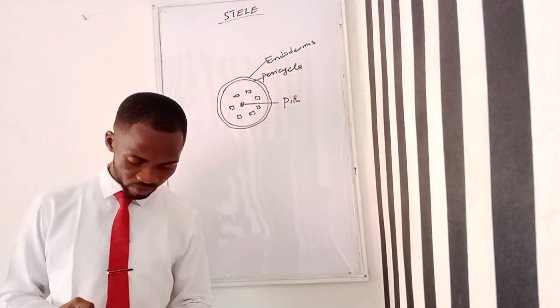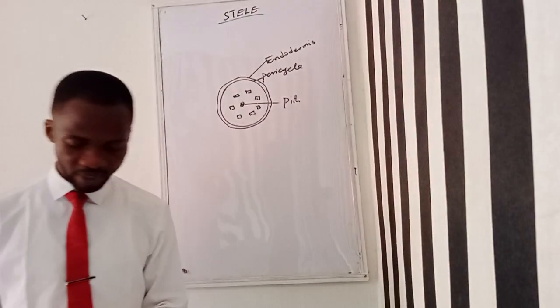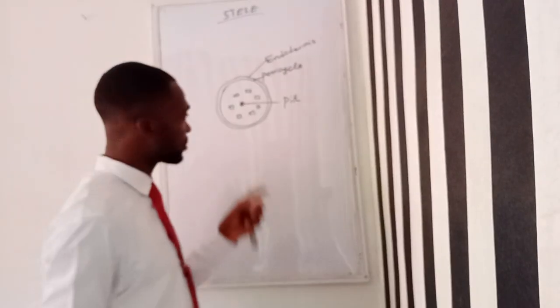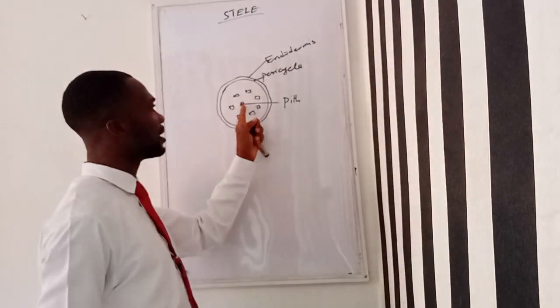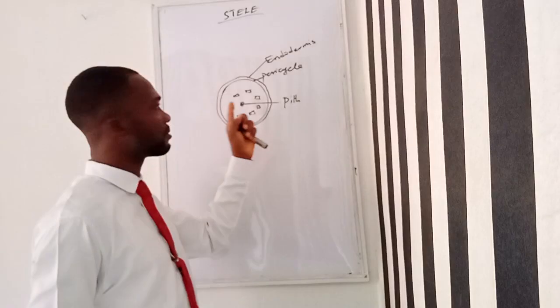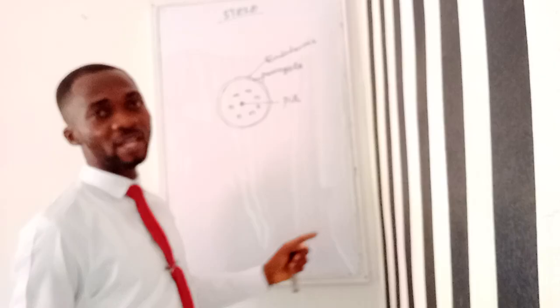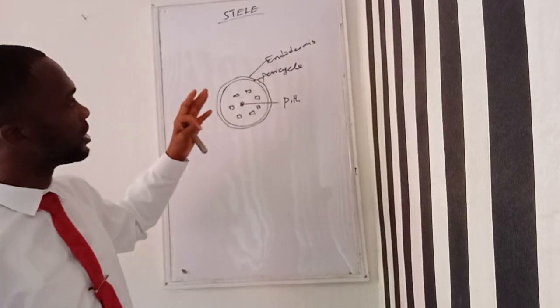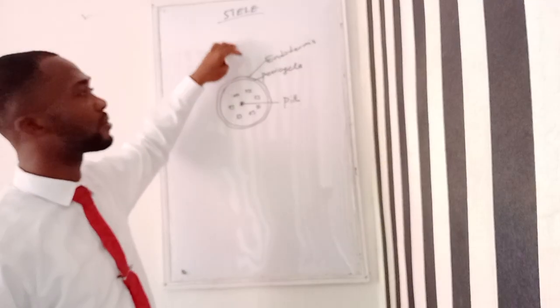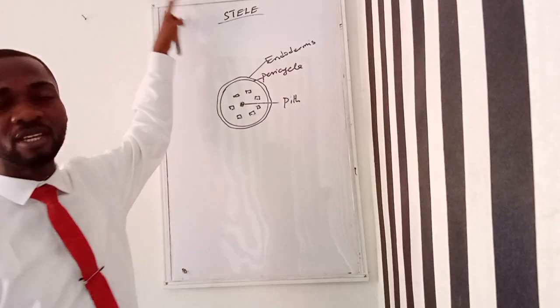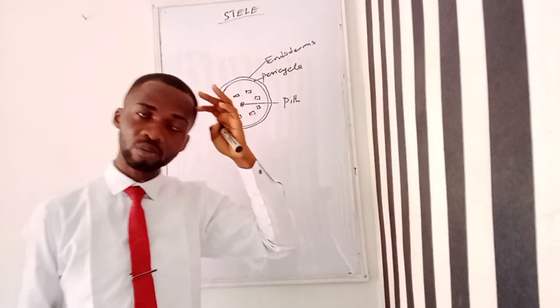So it says stele therefore constitutes all the tissues from the center to the pericycle. This center is the central column of the pith. From the center down to the pericycle, the tissues are now surrounded by the endodermis. Of course, if we extend this, we now see the cortex, then the hypodermis, then the epidermis.